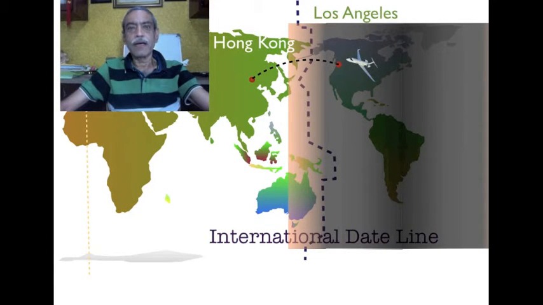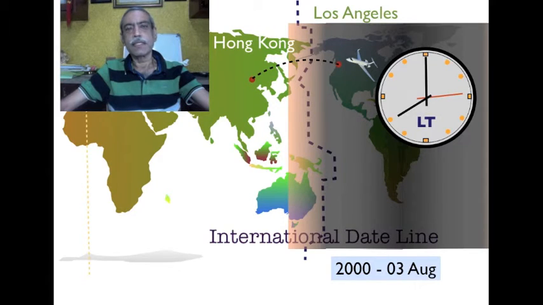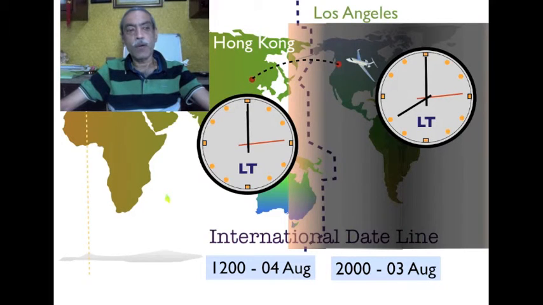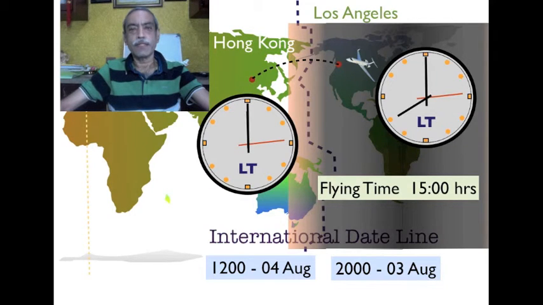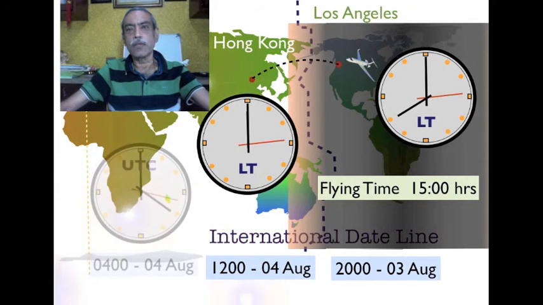Okay, here is a much more interesting example. It's a flight crossing the international date line from east to west, and the flight is from Los Angeles to Hong Kong. That's in the opposite direction. Let's assume that the local time at Los Angeles is 2000 hours on 3rd August. That means late evening on 3rd August, and therefore the local time at Hong Kong would be 1200 hours on 4th August, and let's assume the flying time to be 15 hours from LA to Hong Kong. So now the UTC will be 0400 on 4th August.